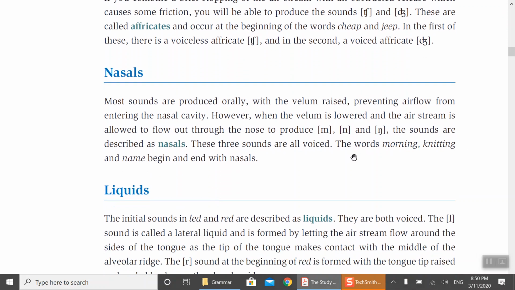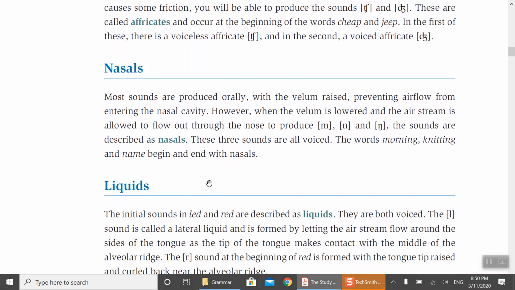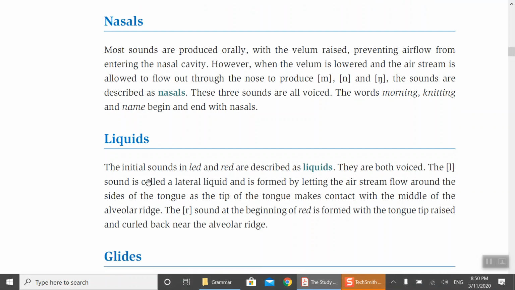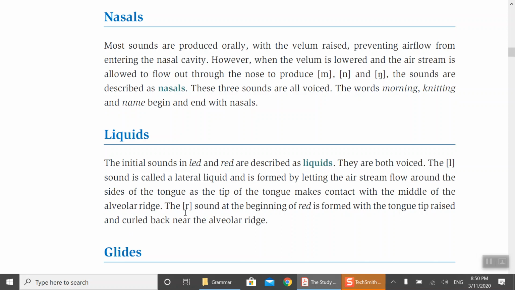Examples are morning, knitting and name. Liquids: the initial sounds in lead and red are described as liquids. They are both voiced. The l sound is called a lateral liquid. It is formed by letting the airstream flow around the sides of the tongue. The tip of the tongue makes contact with the middle of the alveolar ridge.